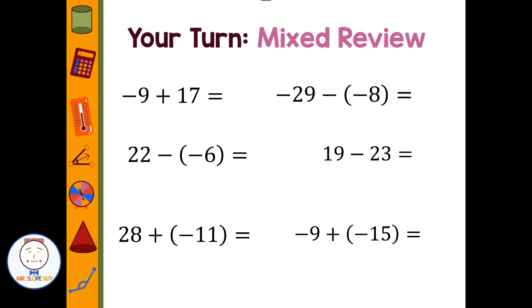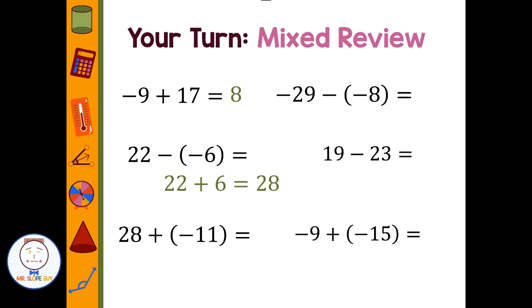Okie doke, welcome back. Let's solve here. So the first one, negative 9 plus positive 17, is already addition. So I can add a negative 9 and positive 17, subtract 17 minus 9 is 8, and use the sign of the greater absolute value. 22 minus negative 6, I'm going to change that to addition first. It's 22 plus positive 6 is 28.